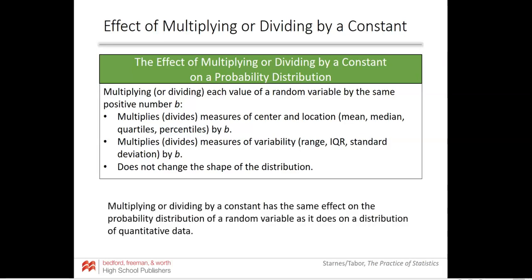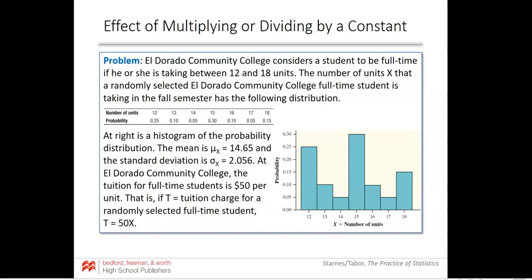It has the same effect that it did on just a regular group of data. Okay. El Dorado Community College considers a student to be full-time if she or he is taking between 12 and 18 hours or units. The number of units X on a randomly selected El Dorado Community College full-time student is taking the fall semester has the following distribution.